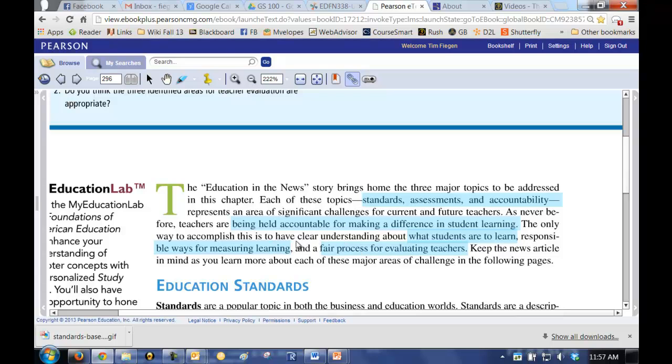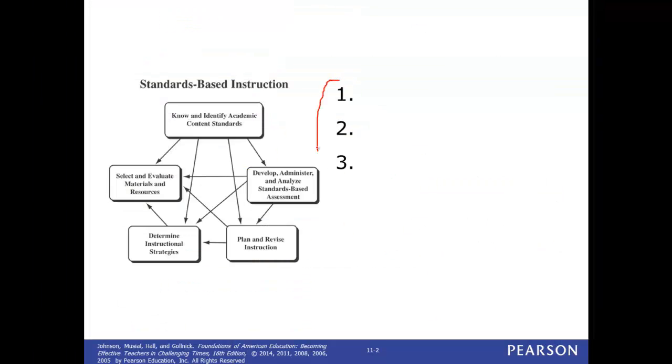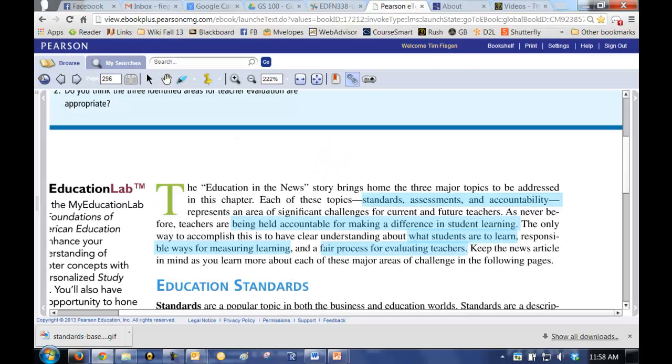The only way to accomplish this is to have a clear understanding of, one, what students are to learn, two, responsible ways for measuring learning, and three, a fair process for evaluating teachers. Okay, those are the three, and that goes right here. We're going to call this our number one: what students are to learn, responsible ways of measuring learning, and a fair process for evaluating the teachers.